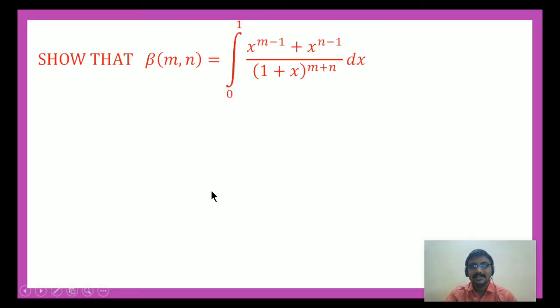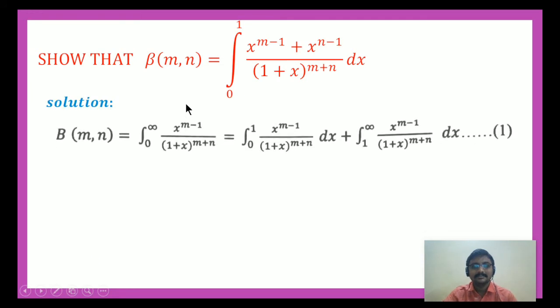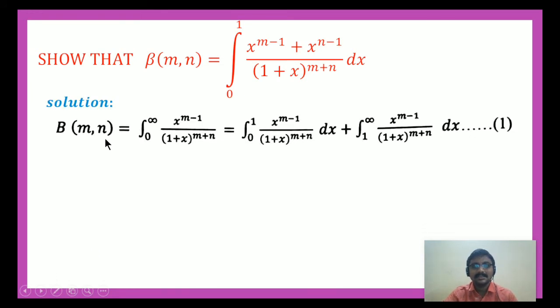Other transformation: beta of m, n is the integral from 0 to 1 of x to the power of m minus 1 plus x to the power of n minus 1 upon (1 plus x) whole to the power of m plus n dx. Solution. We know that beta of m, n, so what is the formula of beta of m, n? Integral from 0 to infinity of x to the power of m minus 1 upon (1 plus x) whole power m plus n dx. Here just dx is missing. Please note down, this is the formula we have just proved above.